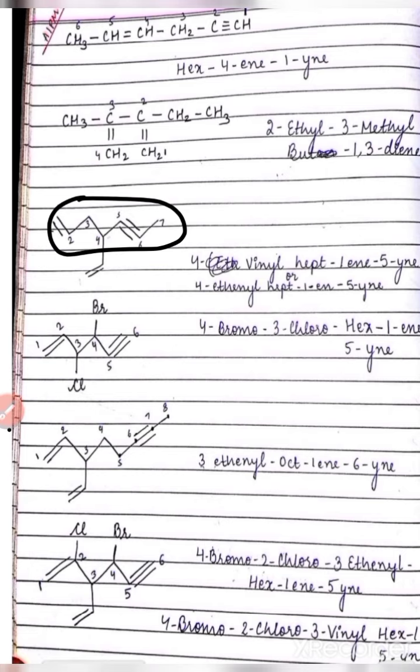accordingly the number has been given. Now the naming is, at fourth position we have the vinyl group. This group is the vinyl group. So 4-vinylhept-1-en-5-yne. Or we can write, this group is also known as the ethenyl group. 2 carbons, so the word eth, ethene word, and yl because it is a substituent.